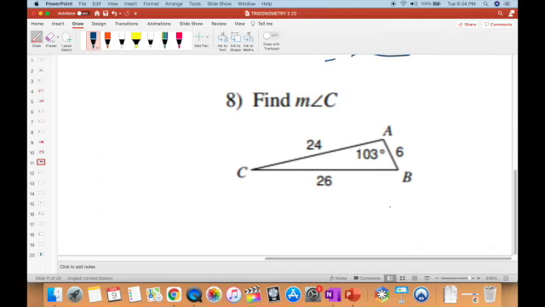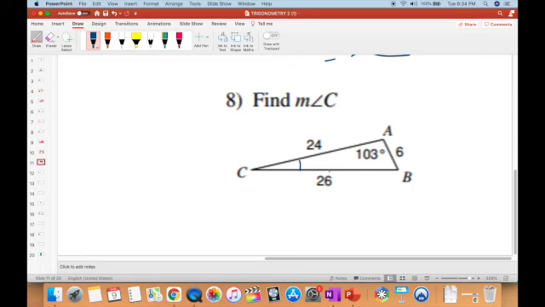So let's try this one now. We have to find the angle C, which is this angle here. Because we have two sides and the angle, and the included angle. And it doesn't only have two sides, but it has all three sides. So I'm really happy about that.